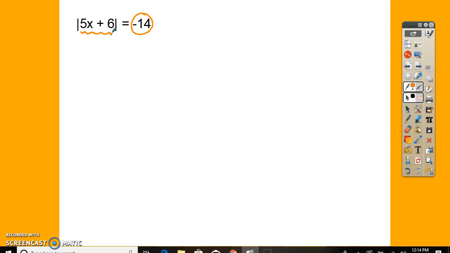So because I have absolute value equal a negative number, this is automatically no solution. You don't have any work to do for this. It's just no solution because it's not possible to have an absolute value that equals a negative number. So your final answer is just no solution.